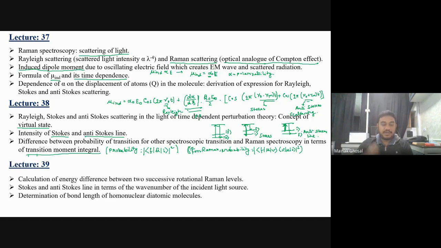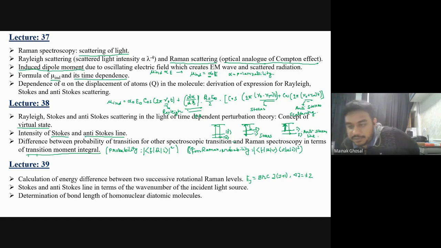Next, in the next lecture, there was a discussion of the calculation of the energy difference between two successive rotational Raman levels. It was shown that the energy for the Jth level was defined as BHC J into J plus 1. Now, using delta J equals plus minus 2, which is the selection rule for Raman spectroscopy.